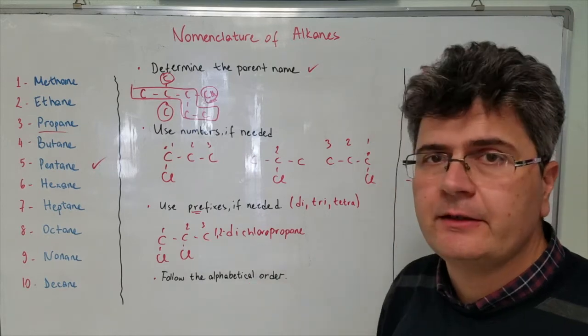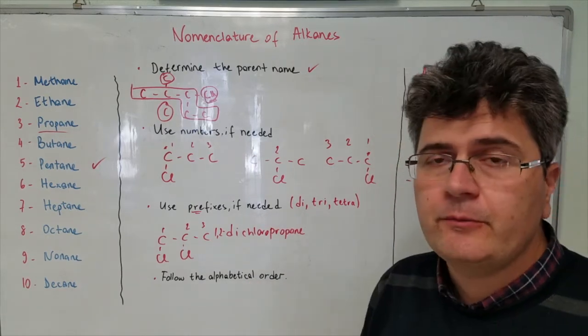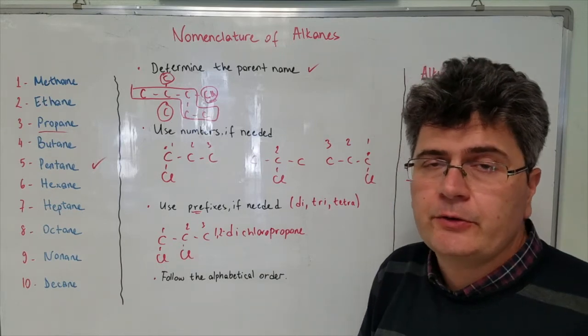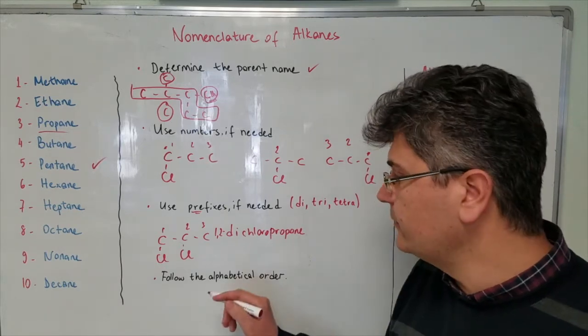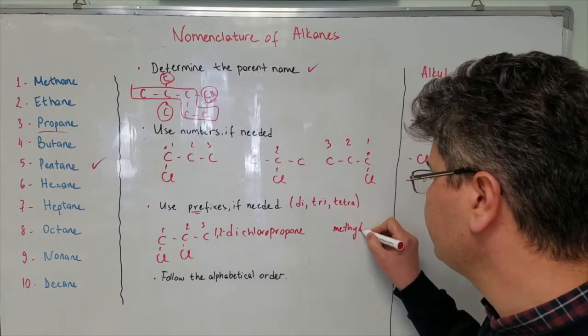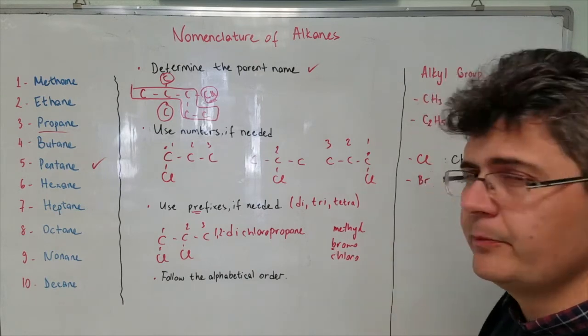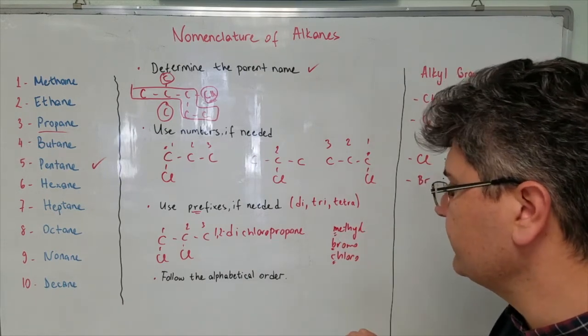And finally the last rule. It says follow the alphabetical order. So if you have more than one branch, when you're mentioning them, you need to follow the alphabetical order. For example, if you have a methyl group attached, bromine attached, and chlorine attached, you first need to mention bromine, then chlorine, then the methyl group.